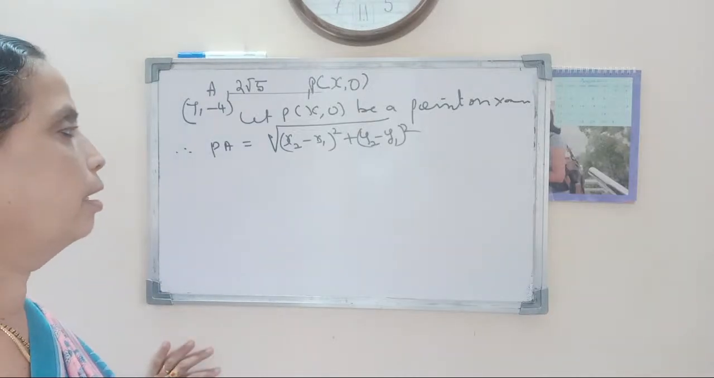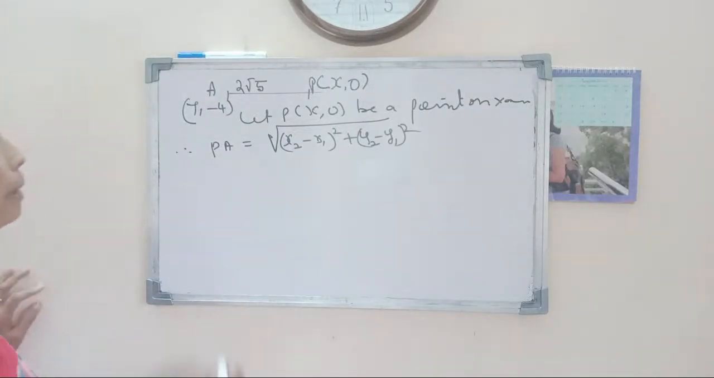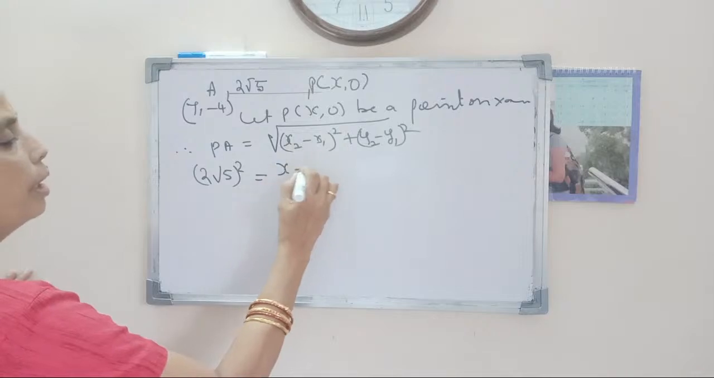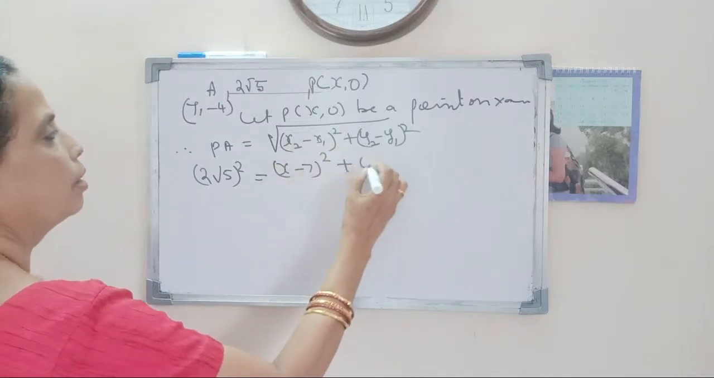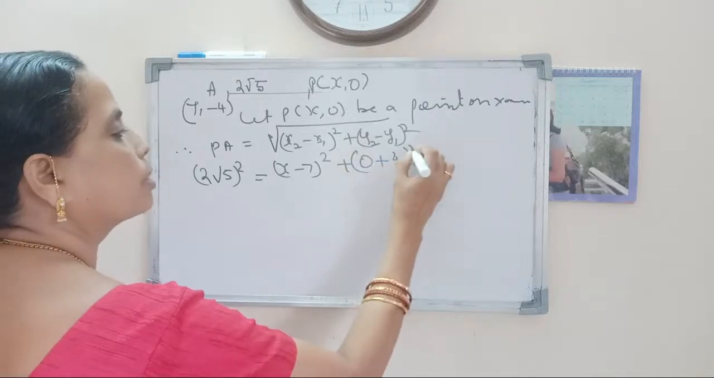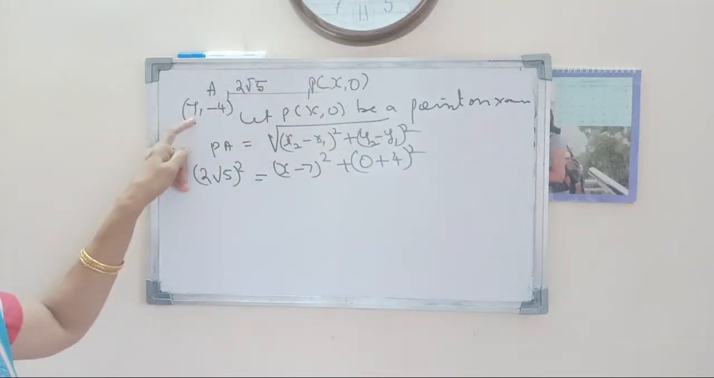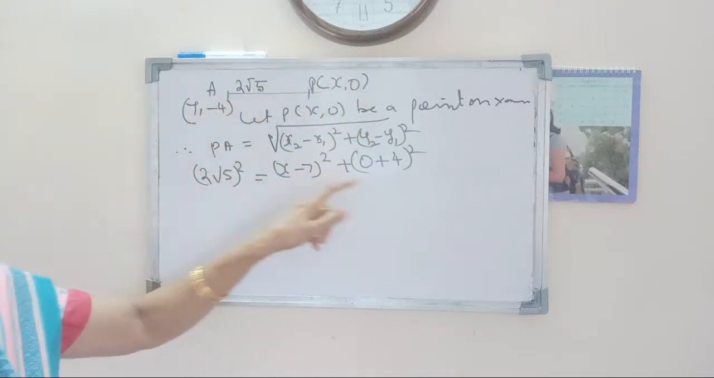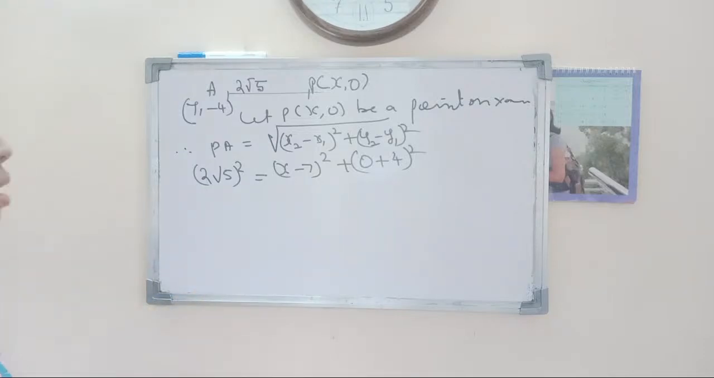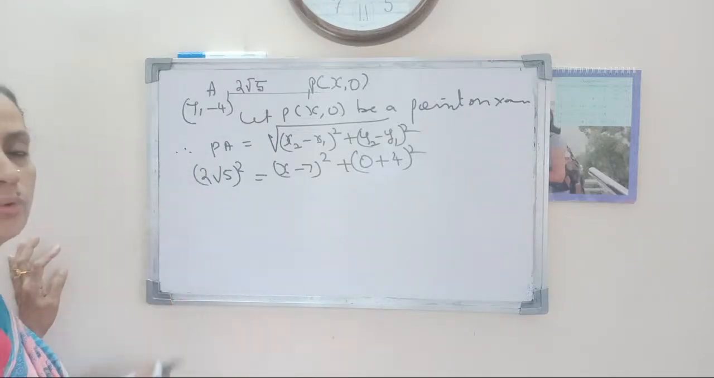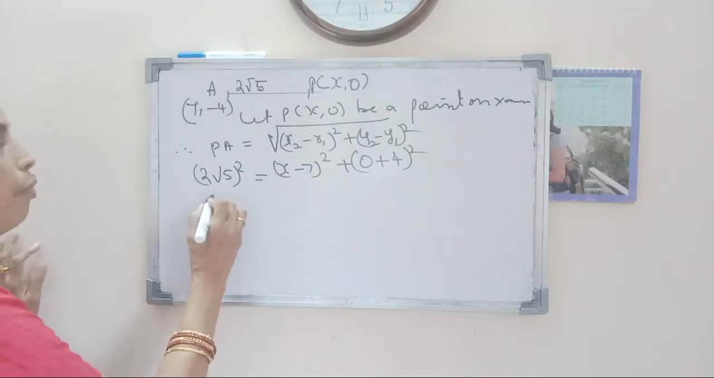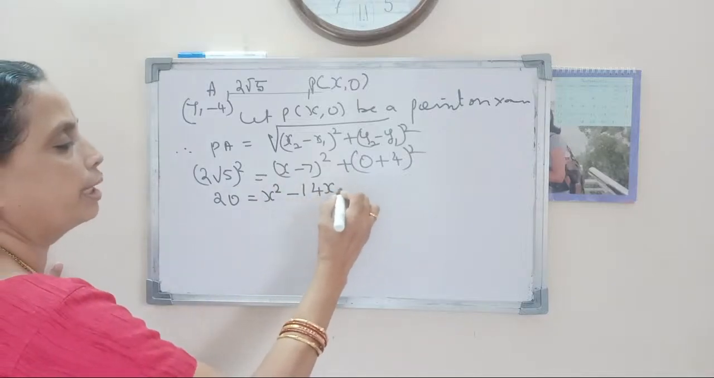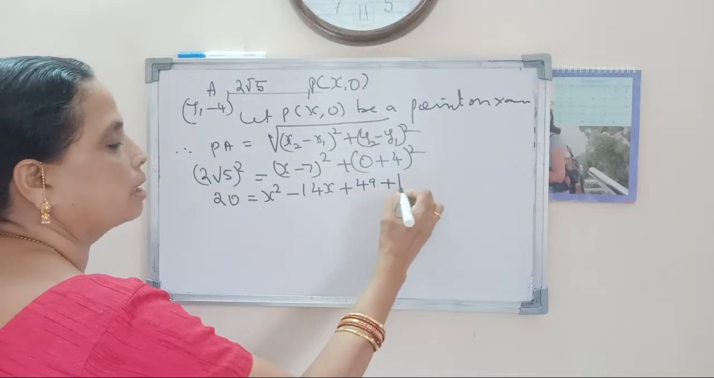So when we square, PA, that is 2 root 5 whole square, equals (x minus 7) whole square plus (0 plus 4) whole square. x2 minus x1 whole square, y2 minus y1, minus of minus becomes plus. Now 2 square is 4, root 5 square is 5, 4 fives are 20, equals x square minus 14x plus 49 plus 16.